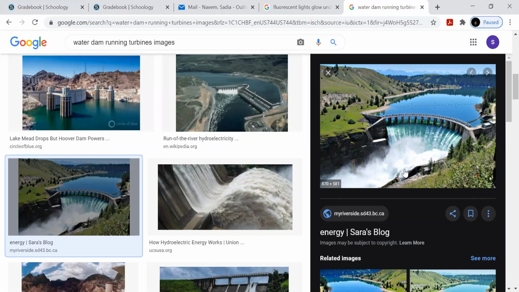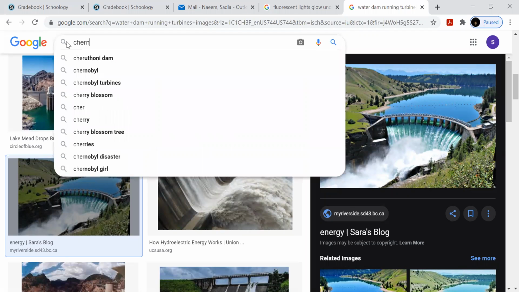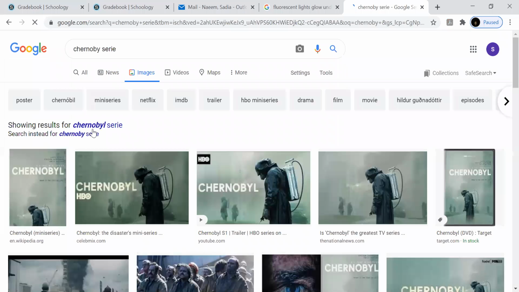But if you're interested in nuclear energy, for example, unfortunately we don't go into nuclear physics. There's a really good movie. I don't know if you've seen it or not. It's called Chernobyl. It's an HBO mini-series. If I can spell it right, I'll show you. Chernobyl series. There we go. It's an HBO series, Chernobyl.